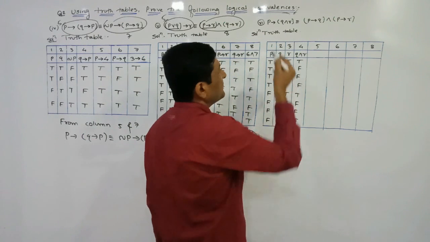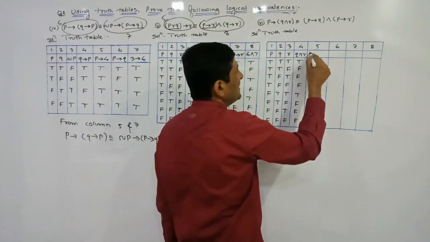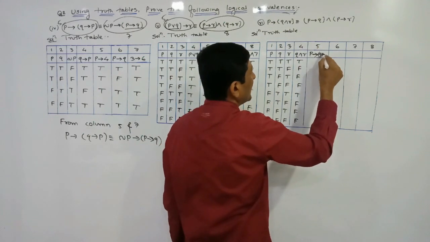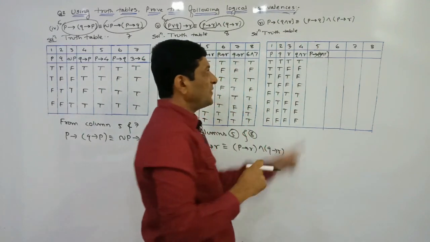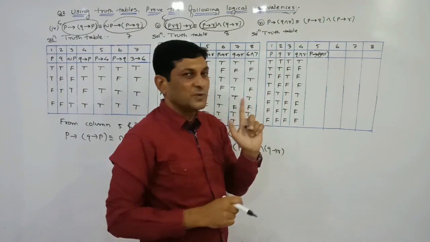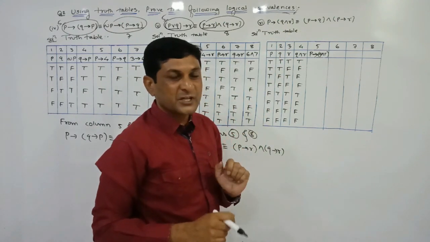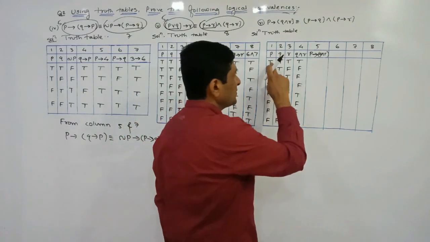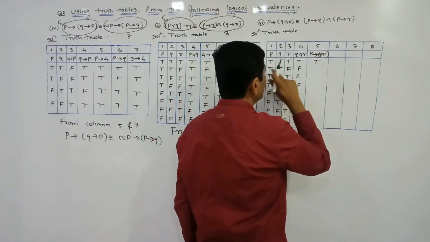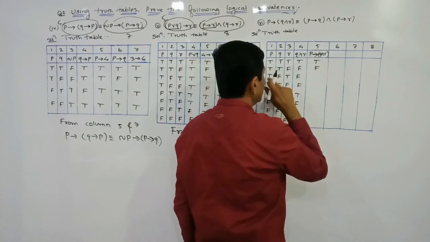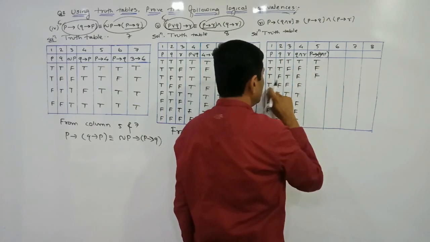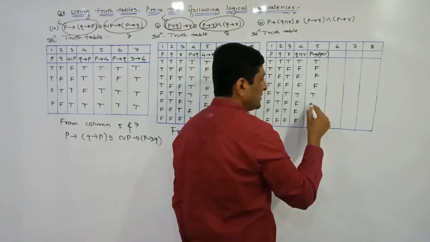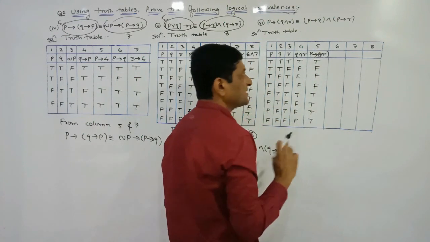Now we are finding the implication of P with which statement? Q and R. The truth values of Q and R and P are known to us. Connect these two statements by implication. In case of implication, just observe whether TF appears or not. Here TF does not appear, so it is true. TF is there, so false. TF is there, so false. TF is there, so false. And here the first part is false, at that time implication is always true, whatever the second part may be.